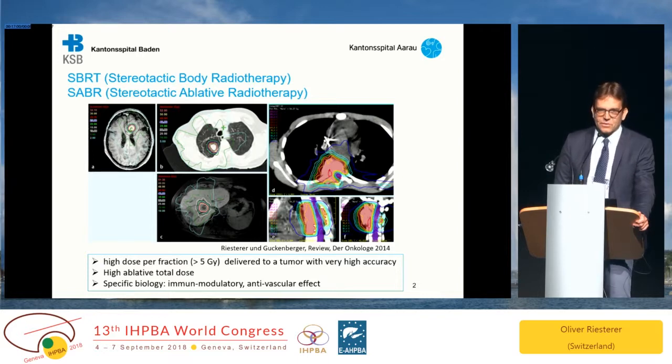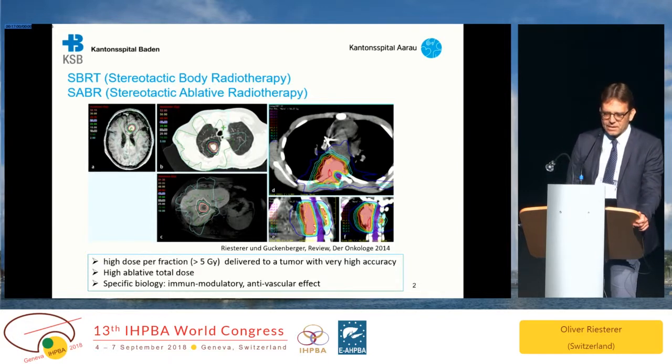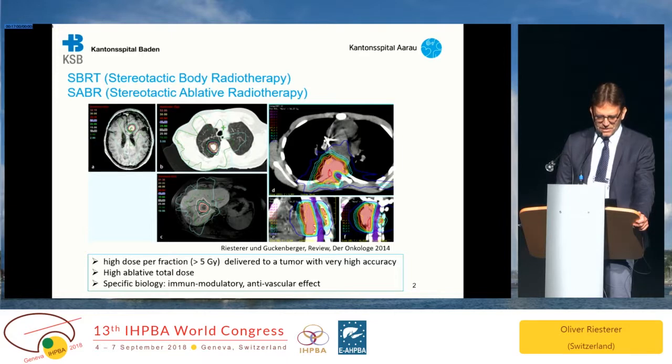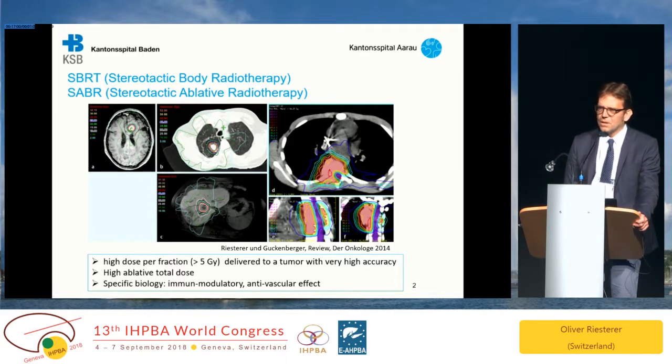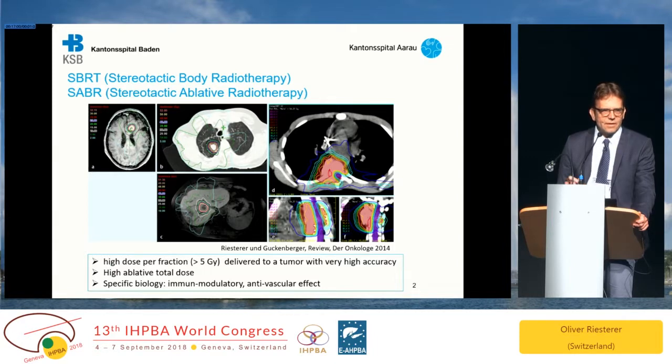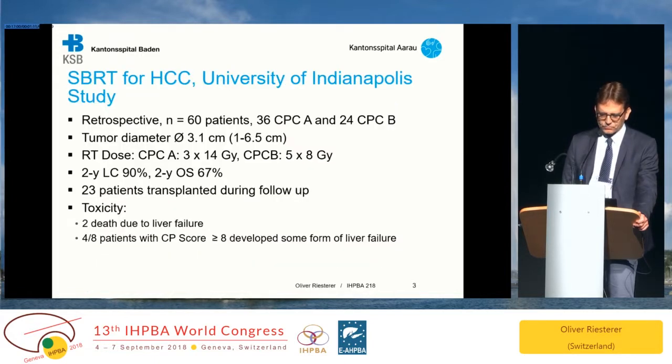And stereotactic radiotherapy with these high fractions also has a specific biology. For example, it activates the immune system, which is now exploited in several tumor entities, for example in lung cancer, not yet for liver cancer, to my knowledge. And it also has an antivascular effect.